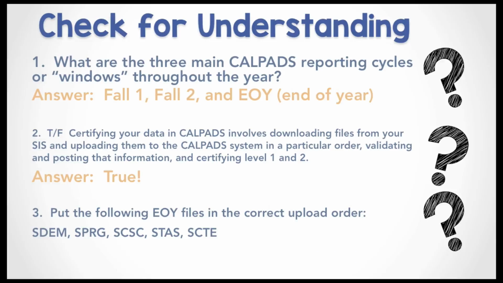Question number 3, put the following end of year files in the correct upload order. Ooh, okay, staff demographics, student program, course completion, what is that, stats, what is that, attendance? It's probably wrong. SCTE, the career technical stuff. Correct order is, and these are just 5 of the 7 files, student programs, student attendance or absence information, staff demographics, the course information, and the career technical education. That's the recommended upload order.